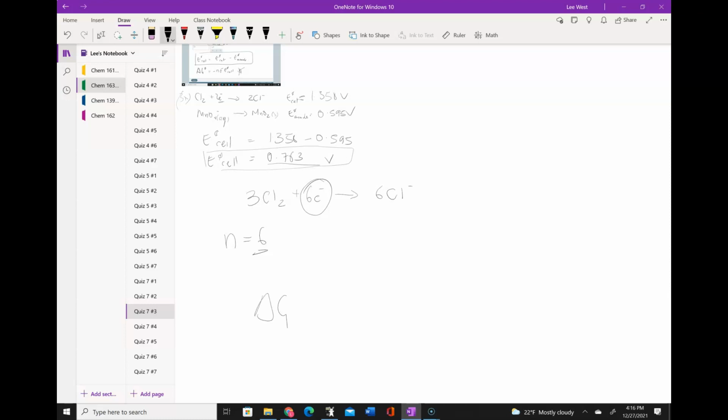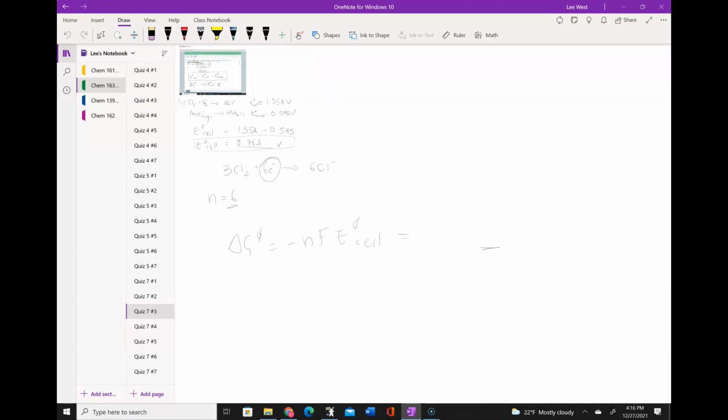So delta G naught equals minus nF E naught cell, and that's going to give me my answer in joules, right? So there we go. We've got minus 6 times, and then F is Faraday's constant, 96,485. And then E naught cell, well, we just calculated that, didn't we? 0.763.